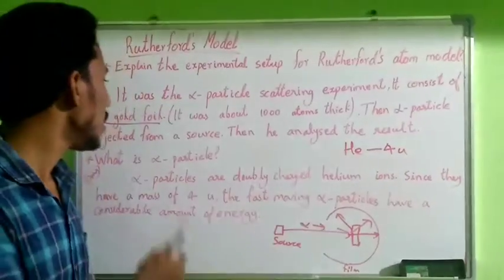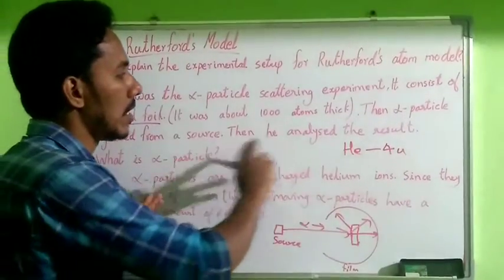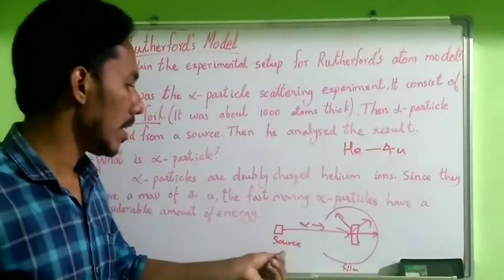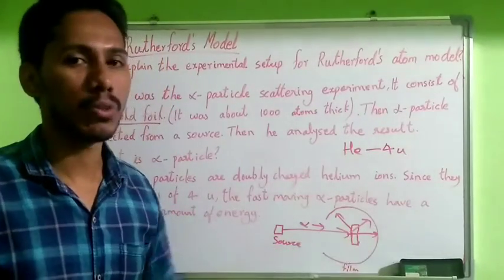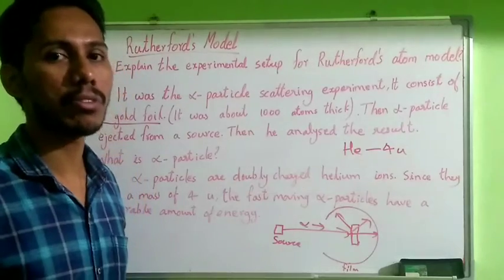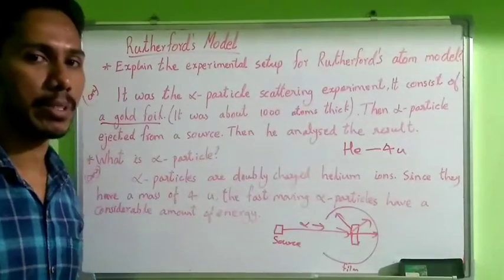Then this alpha particle is ejected from a source. Then he analyzed the result. This is the source. He ejected alpha particles from this source onto the gold foil. That is the experimental arrangement of Rutherford's scattering experiment.